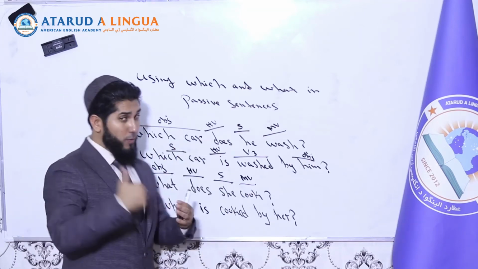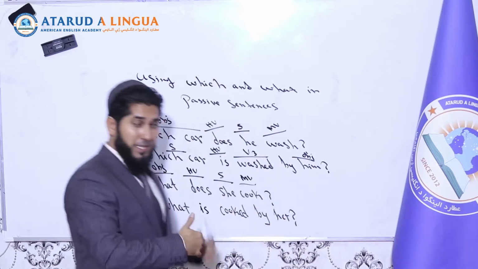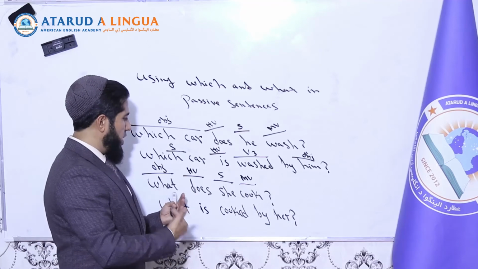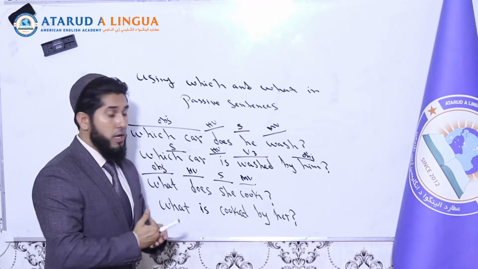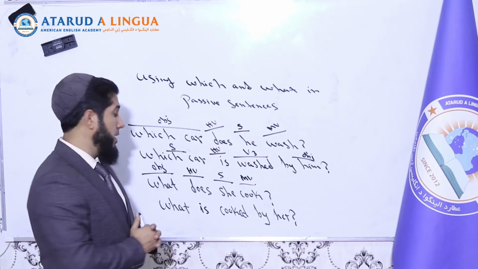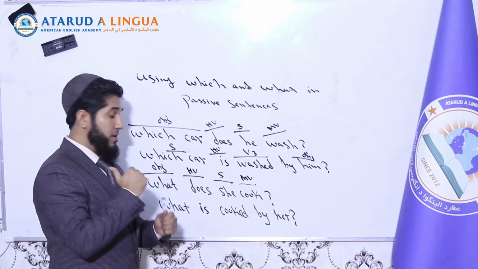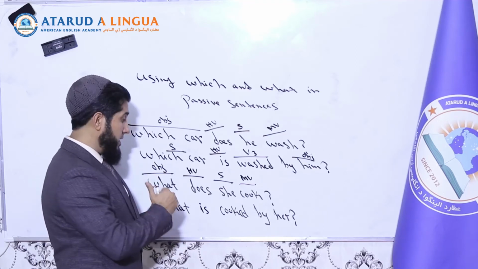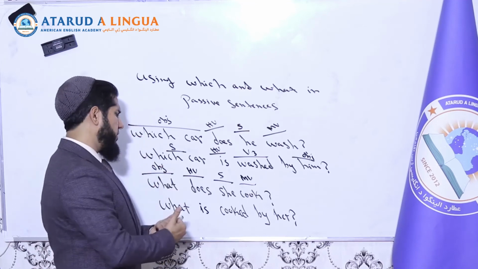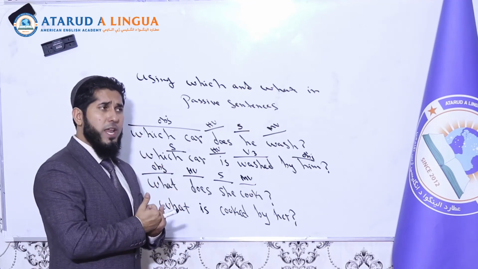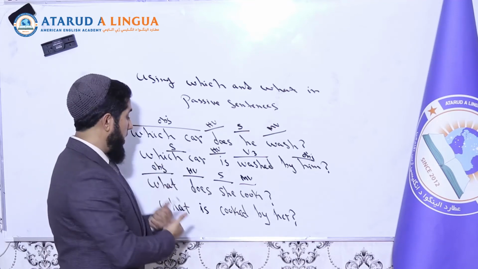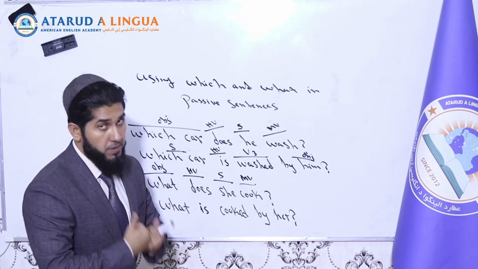Okay, and I'm going to just change it in three perfect tenses. Present perfect tense would be what has she cooked, and the passive form would be what has been cooked by her. Past perfect tense, what had she cooked? And what had been cooked by her. And future perfect tense would be what will she have cooked? And what will have been cooked by her.